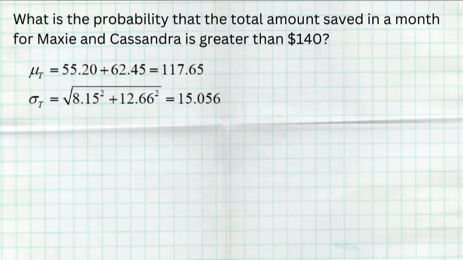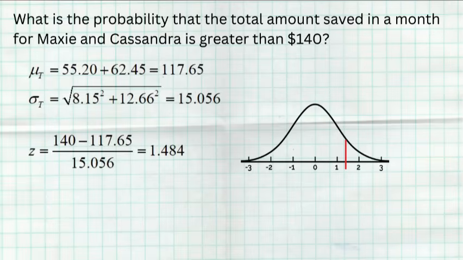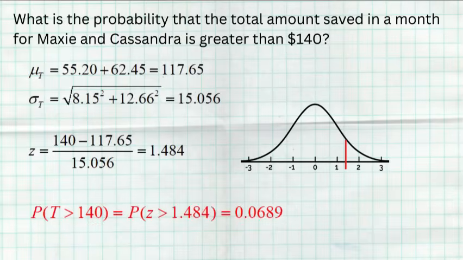I know that really with money you want to keep a third decimal, but I'm going to do it anyway just for accuracy. So now that we know the mean and the standard deviation for the total, we can now answer the question, what is the probability that the total is greater than $140? Of course, the first thing we need is the z-score for $140. So we're going to take 140, subtract the mean, divide by the standard deviation that we just found, and we get a z-score of 1.484. So asking about the total being greater than $140 is the same thing as asking about a z-score on a standard normal model being greater than 1.484.